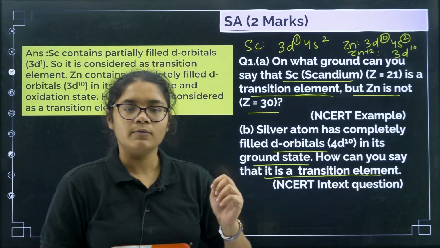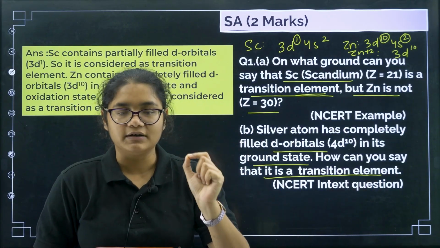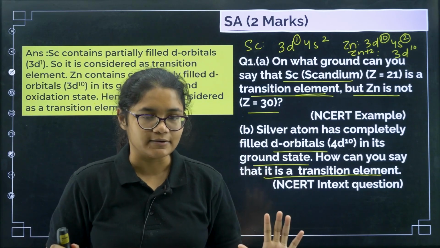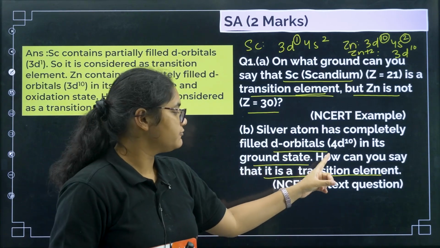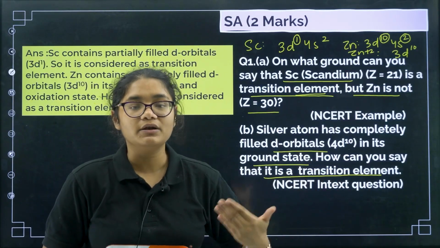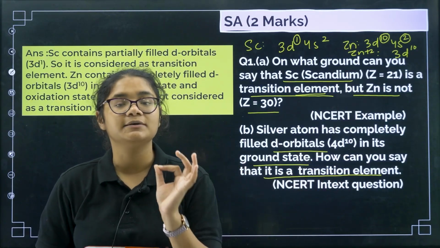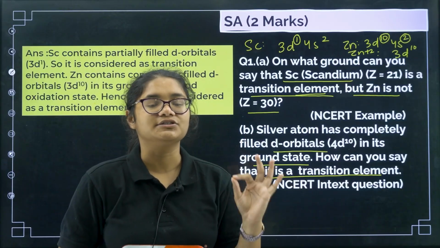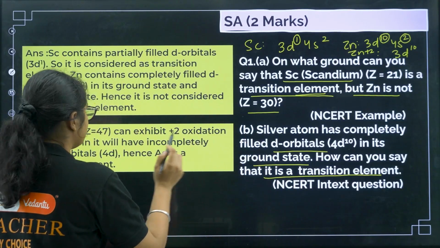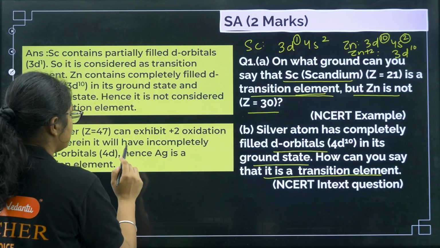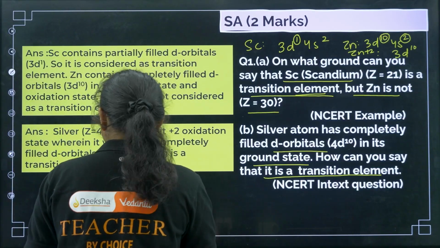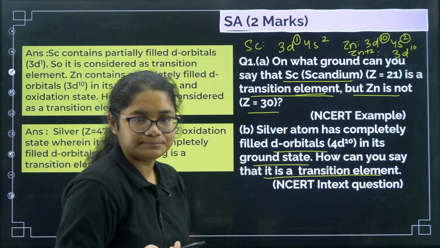Again the same thing, we know it should have partially filled d orbital either in the ground state or in the common oxidation state. Now silver has fully filled d configuration in the ground state, but in its common oxidation state, that is in Ag+2 state, it has partially filled d orbital. Silver can exhibit +2 oxidation state wherein it will have incompletely filled 4d orbitals, and hence it is a transition element.